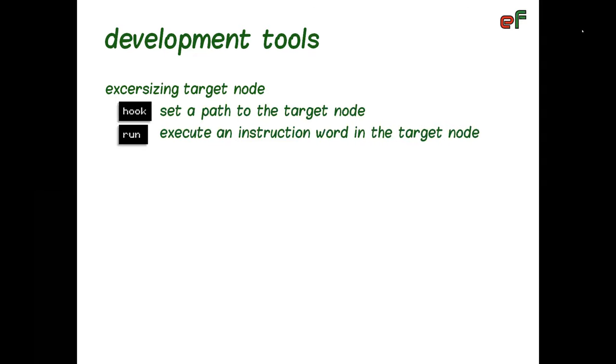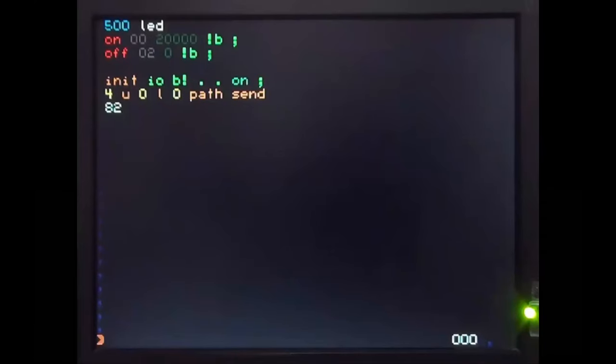Let's see how we can use these words in our first application. The path to node 500, which is 4 up, 0 left, and 0, is encoded as 82. So we set that path with word hook. To execute word off, which begins at address 2, we enter this code for a jump instruction. Now, the LED turns immediately off when we execute command run. Of course, we can turn it back on using command run and jumping to word on located at address 0.